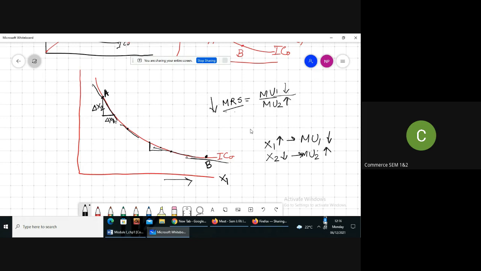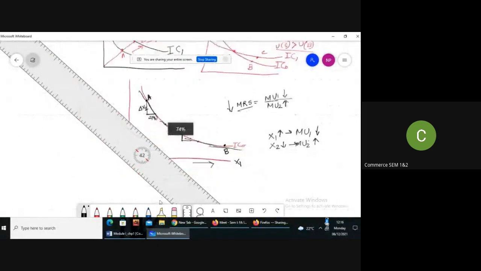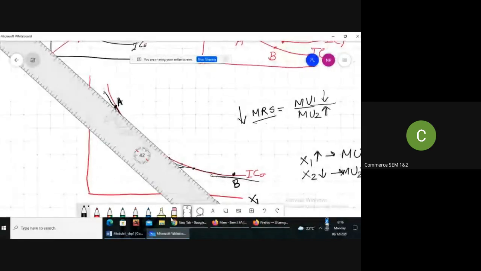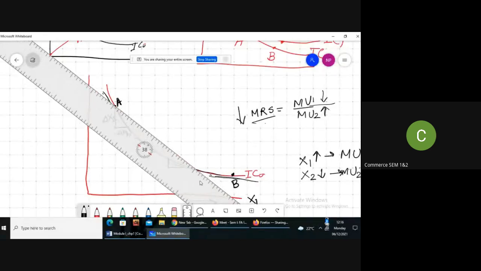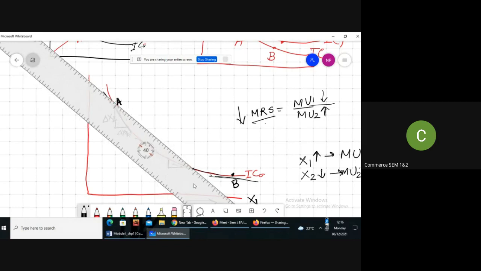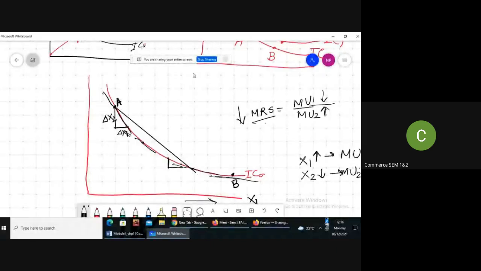Now if we join them by a straight line, then you can see at any point, if you draw an indifference curve from this point, you can clearly see that this indifference curve will give you higher value of utility than IC0.